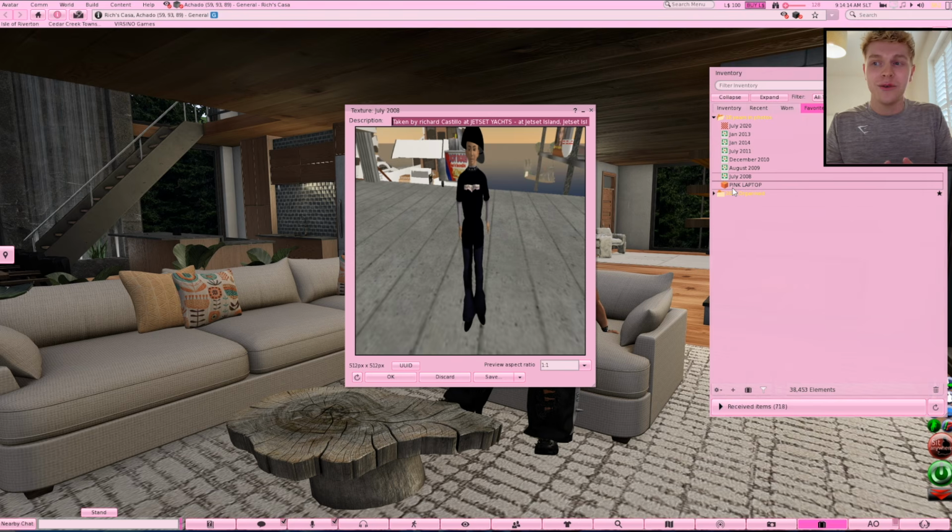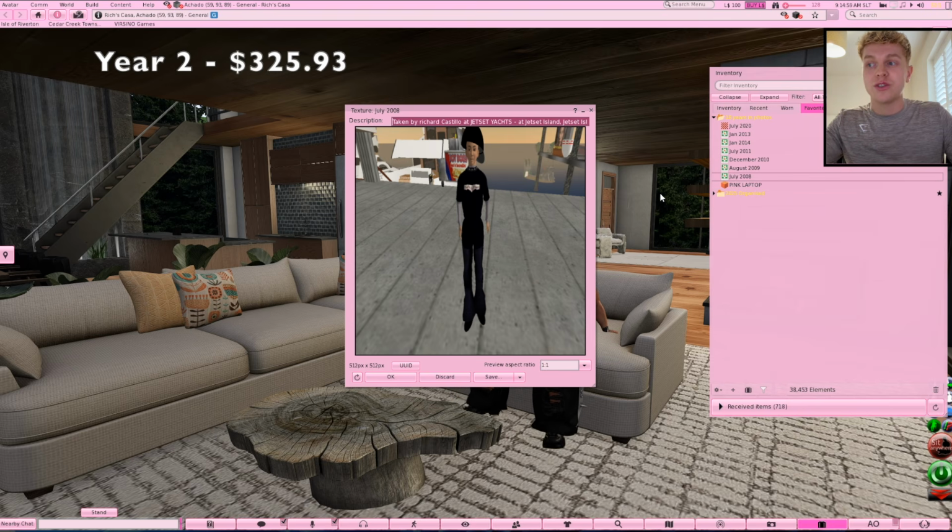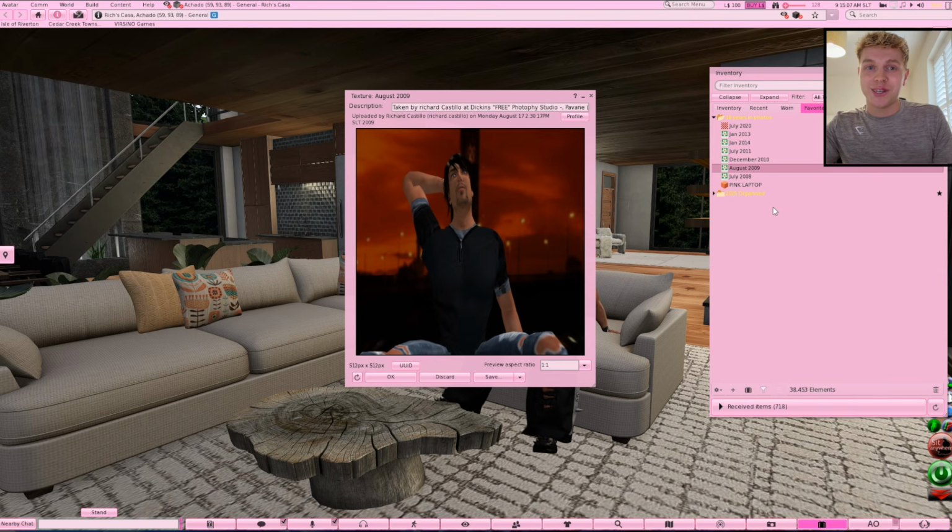What I'm going to do now is give you a grand total from year 1 all the way up to year 18, year 18 being this last year, and year 1 being April 2008. In year 1, I spent $1,226.47, and that is what my avatar looked like. In year 2, I spent $325.93, and this is what my avatar was looking like. So that's nearly $1,600 that I've spent so far.